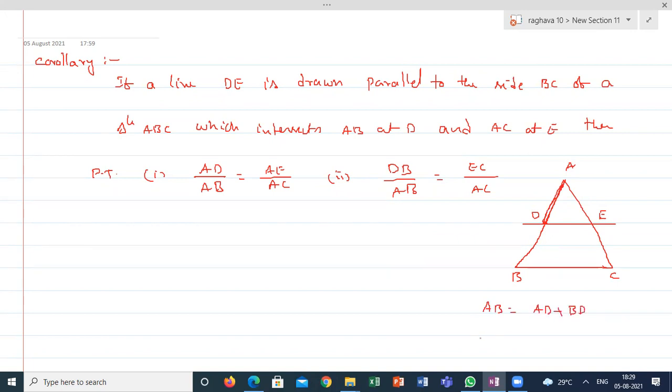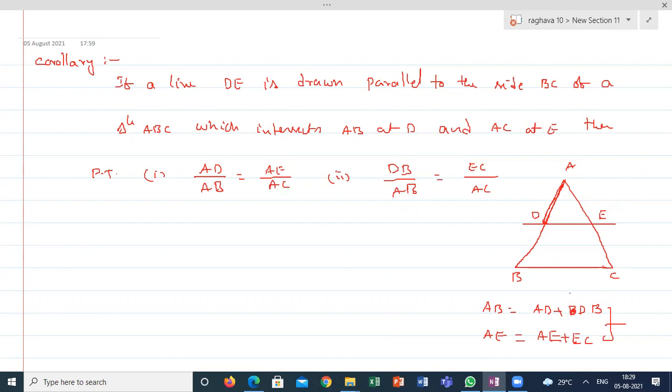Everyone will agree with me. And AC is the sum of AE and EC, correct? Because E is a point on the AC in between A and C, and D is a point in between A and B. So instead of writing AB, I am writing AD plus DB, and AE plus EC. These two statements, will you agree with me? This is a general logic, correct?